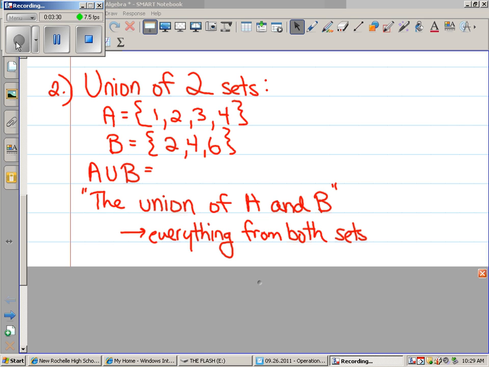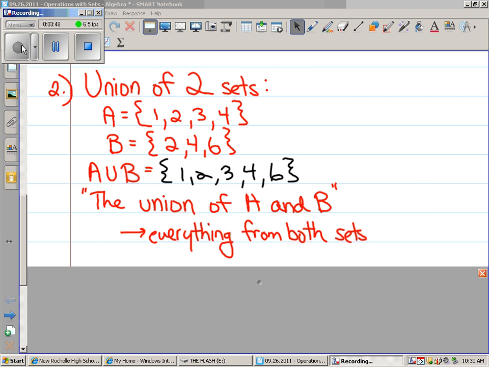What does the union of A and B look like? Well, A has got all her stuff, 1, 2, 3, and 4. And B is going to bring all his stuff, 2, 4, and 6. And together, they're going to live happily ever after with 1, 2, 3, 4, and 6.